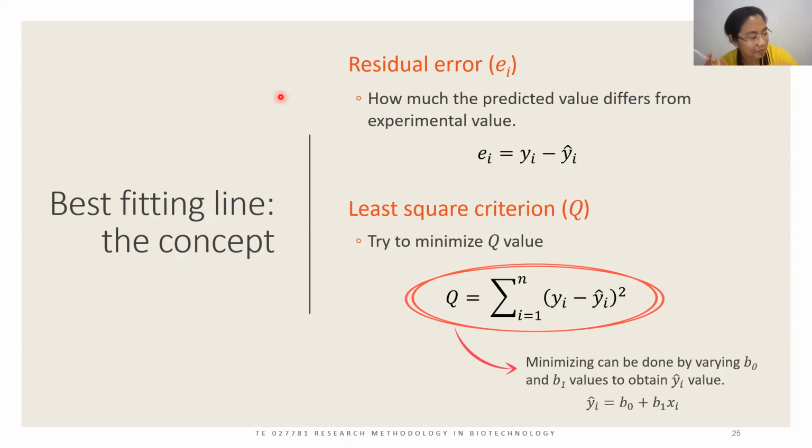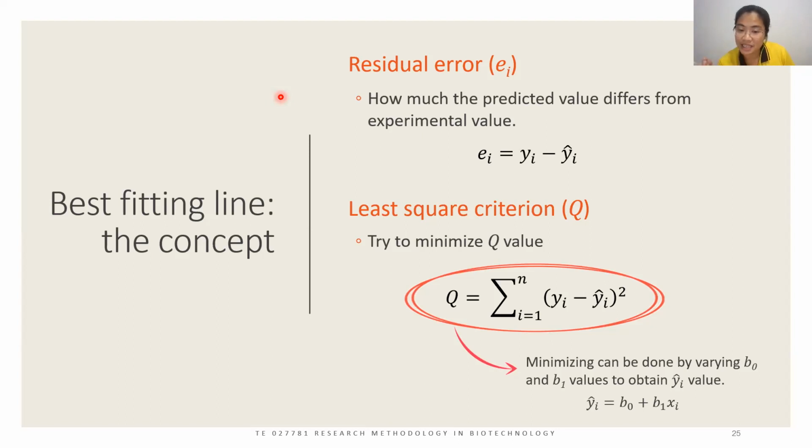The point is that with this concept, if you have a tool or a program to calculate the least square, like in Excel, you can use Solver and things like that. Then you can actually find the best fitted model, the best fitted line, or the best equation that could fit your experimental data. So that is the concept.